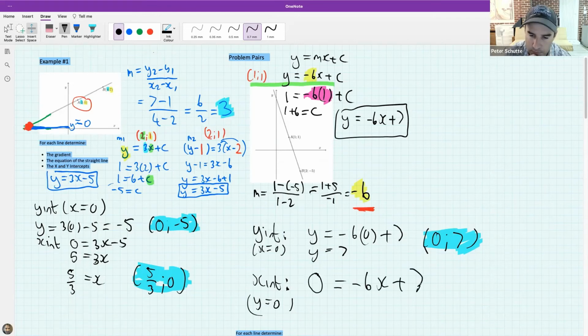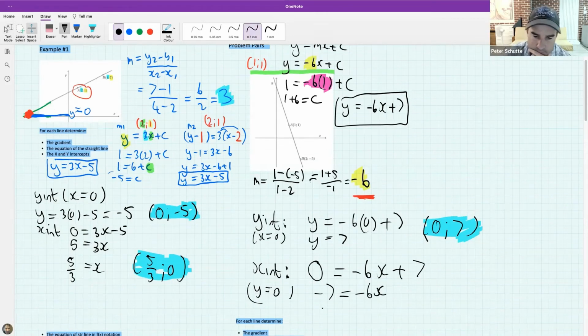Talk me through the steps from this point now. Then I moved the +7 to the left to make it a -7. Okay, and then? Then I divided -6x by -6. And what we do on the right side, we do on the left side. Perfect. So you then got x is 7 over 6. Yes, sir. And so what is the coordinate going to be then for the x-intercept? 7 over 6, comma 0 in bracket form.